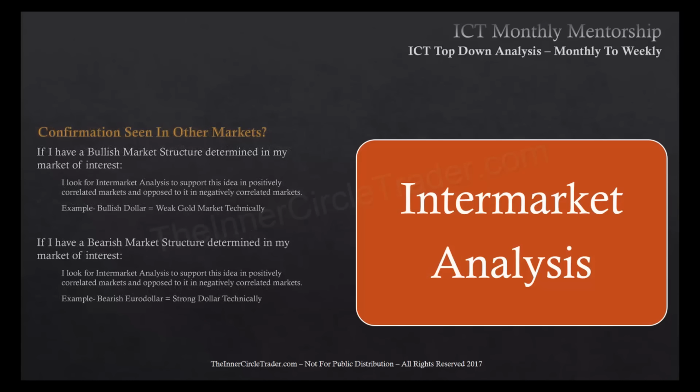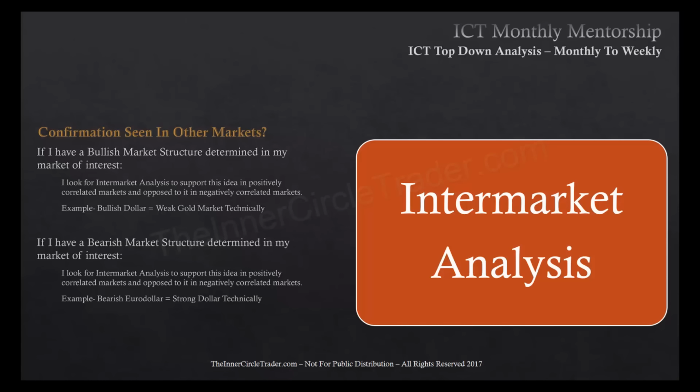And then I look for confirmation in other markets, and this is by way of inter-market analysis. So if I have a bullish market structure and everything before it is also supporting higher prices, and I determine that in my market of interest, I look for inter-market analysis to support this idea in positively correlated markets and opposed to it in negatively correlated markets. An example would be bullish dollar. If I'm expecting higher prices in the dollar, I'd be looking for weak prices or potential sell scenarios in the gold market technically.